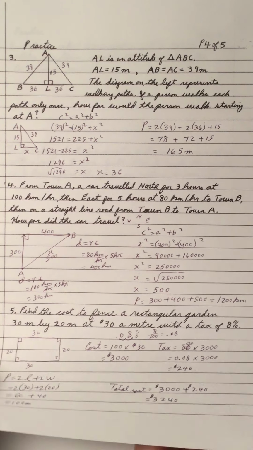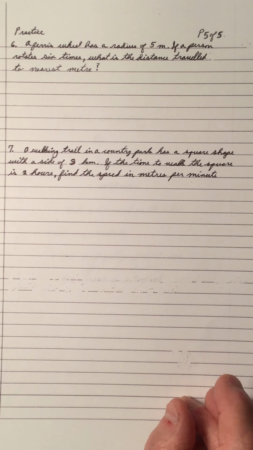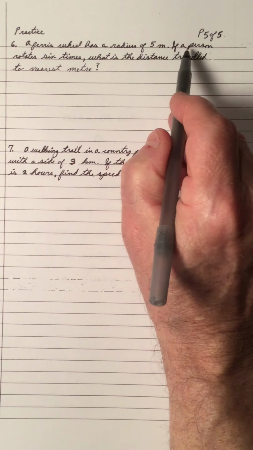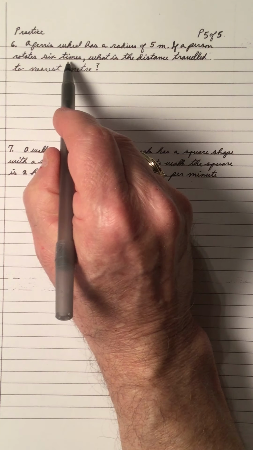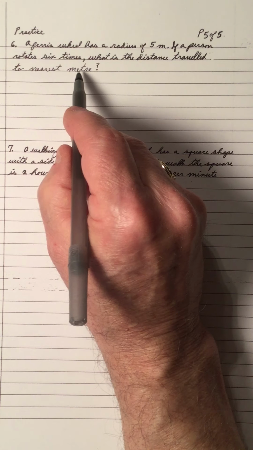Okay, let's continue. We got 2 more to do, and practice means pause the video, work out the answers. Here we go. A Ferris wheel has a radius of 5 meters. If a person rotates 6 times on the Ferris wheel, what's the distance traveled to the nearest meter?